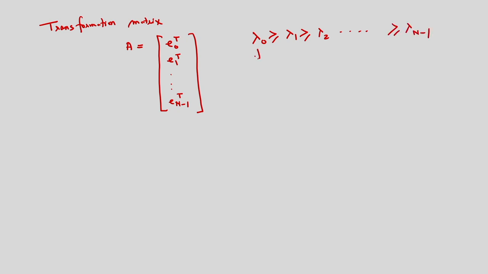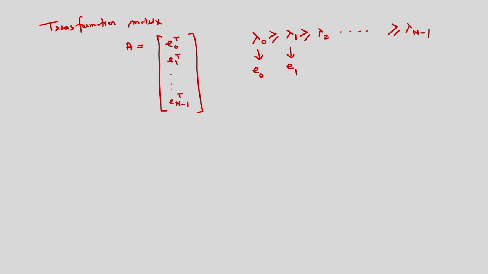Corresponding to lambda naught, what is my eigenvector? Eigenvector is e naught. Corresponding to lambda 1, my eigenvector is e1. So I am constructing the transformation matrix with the help of the eigenvectors. The first row is the eigenvector corresponding to the largest eigenvalue. Second row is the eigenvector corresponding to the second largest eigenvalue. Like this I am constructing the transformation matrix.